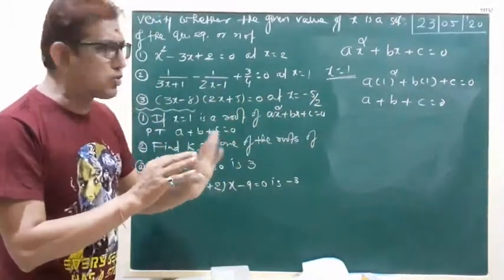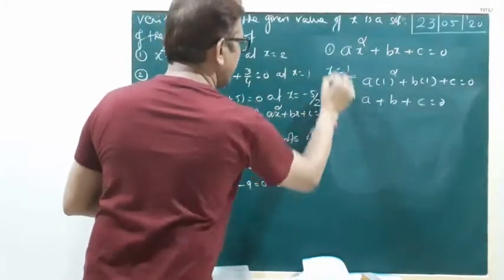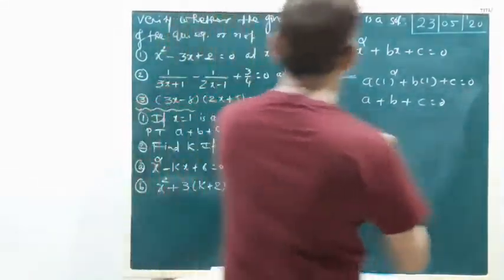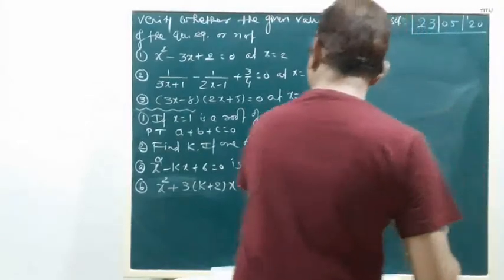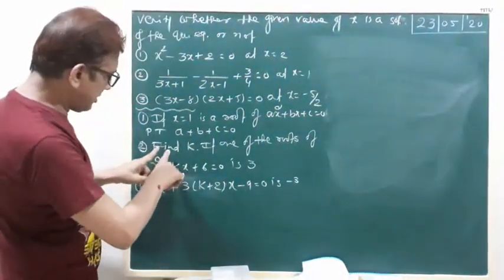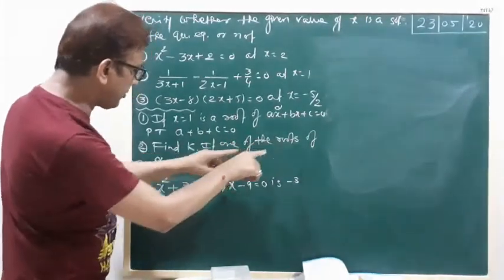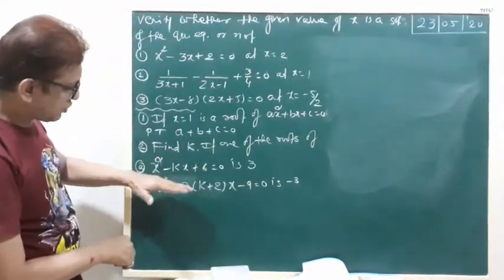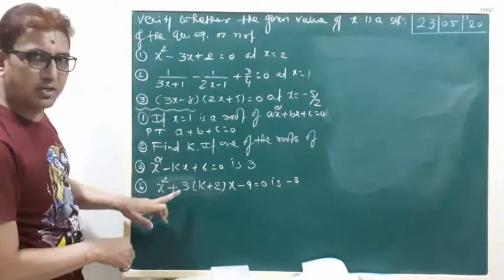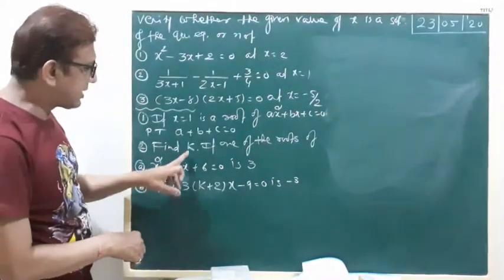Okay, very easy question. This is your first question. Now the second question: find k if one of the roots of this equation. We are given two questions, first and second, and in both of them we have to find k.